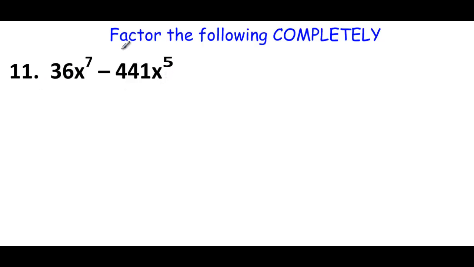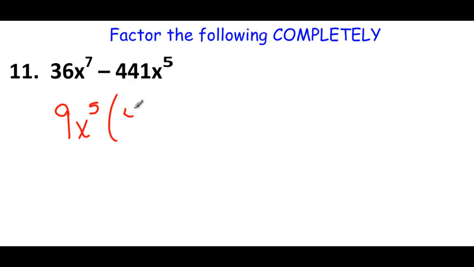So let's go back to some of the first things we did. One of the first things we talked about was a GCF. So let's look. Is there anything common I can pull out? Well, if I look at 36 and 441, and the 441 might be a little bit more difficult, but I can pull out a factor of 9. And if I notice this has x to the 7th, this is x to the 5th, that means the greatest number of x's I can take out is x to the 5th.